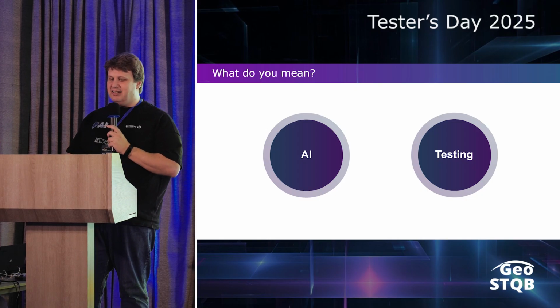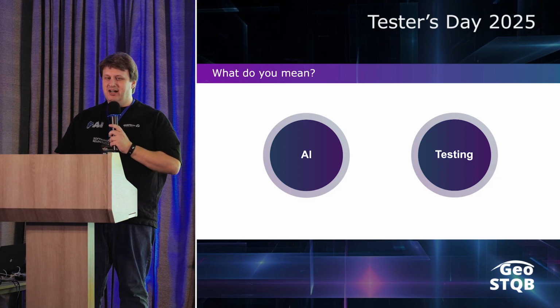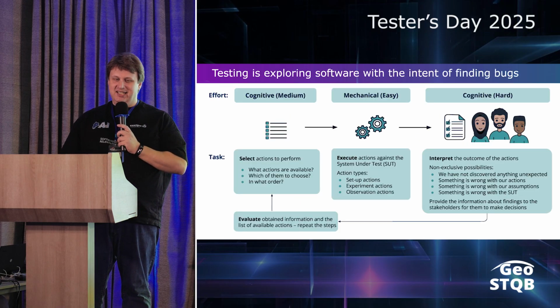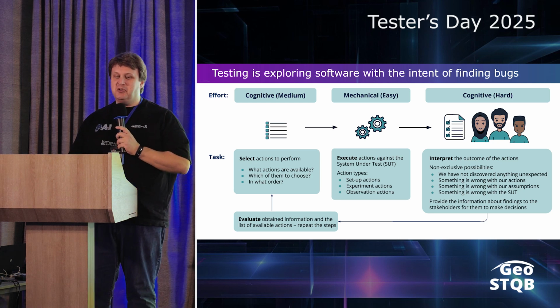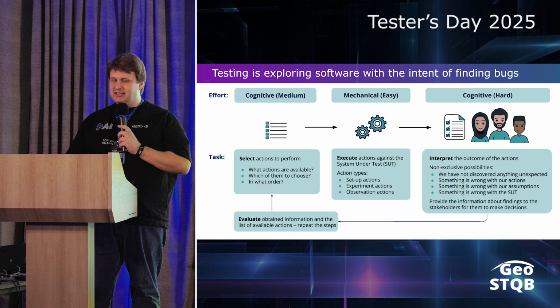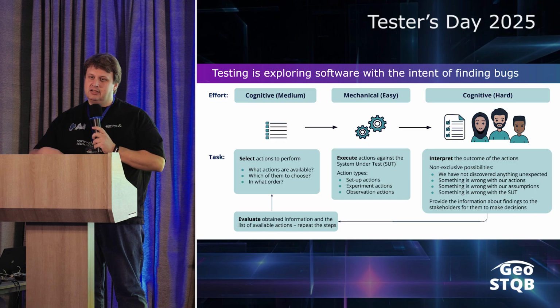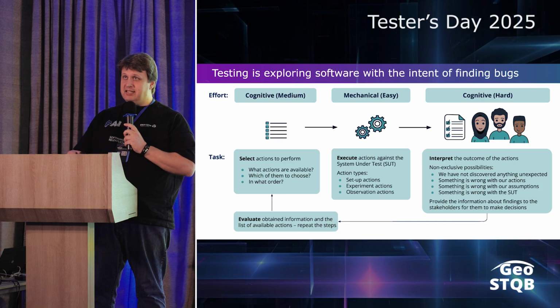In any area, including software testing, definitions are important. So, two terms: AI and testing. Testing is easily identified. Testing is exploring software with the intent of finding bugs. And the main output of the software tester's work is defects detected and described. Our main output is how we find defects and how we describe them.